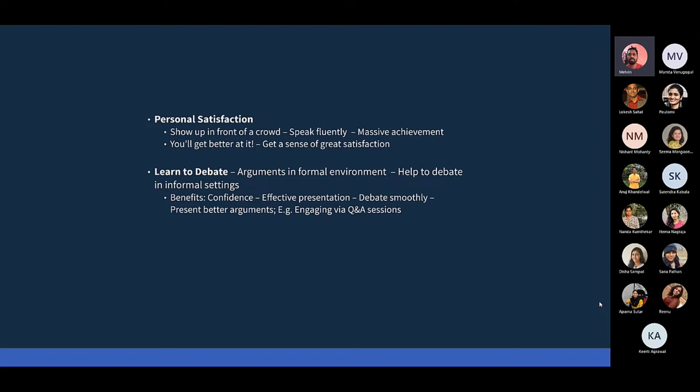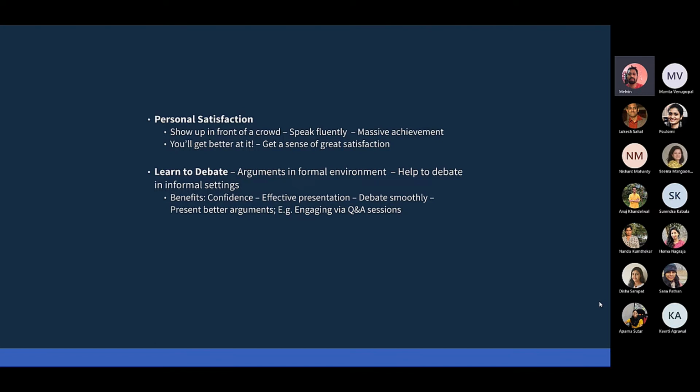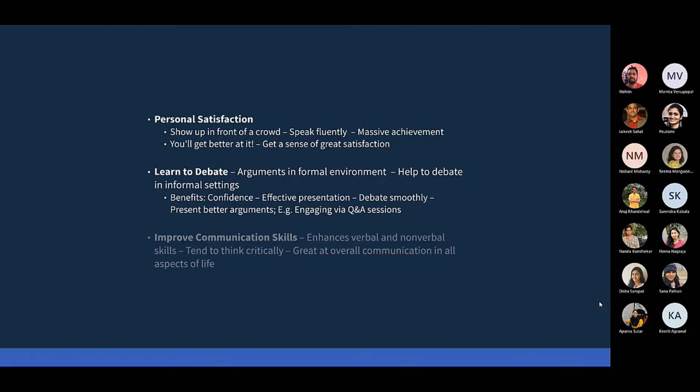When you say informal settings, we are talking about probably talks with your parents about doing something else, maybe talks with your significant other, or maybe even with your friends. So how you argue in formal environments helps us in informal surroundings as well. And most importantly, this also improves communication skills. We are talking about both verbal, when we give a speech, and non-verbal.